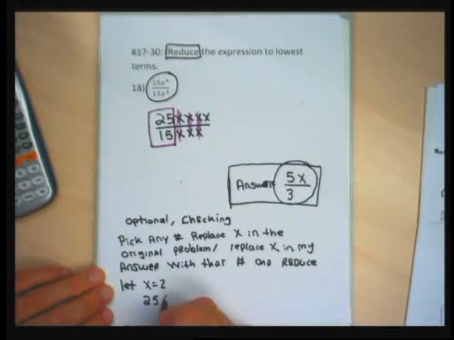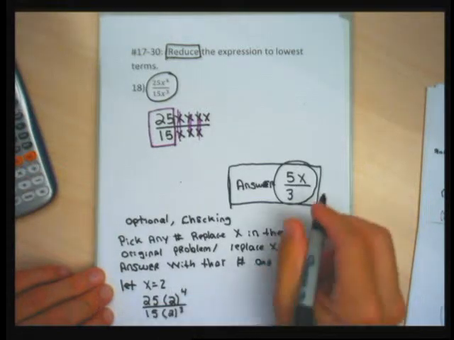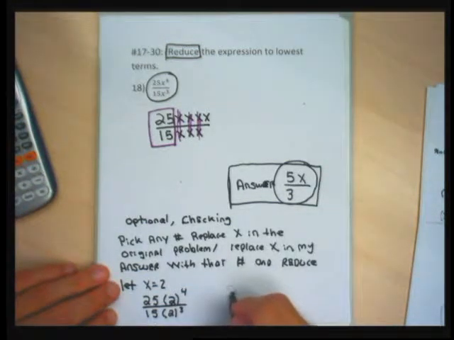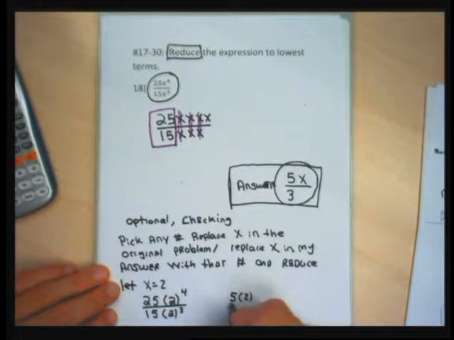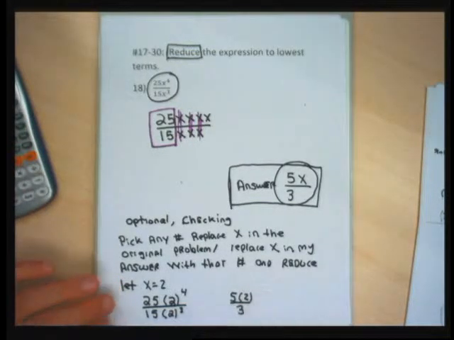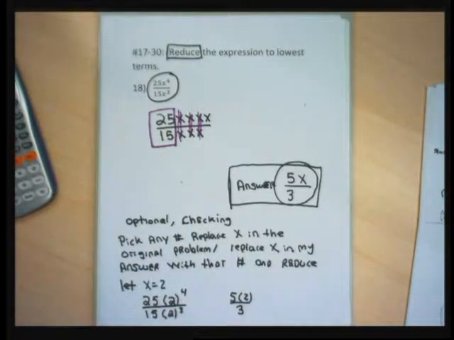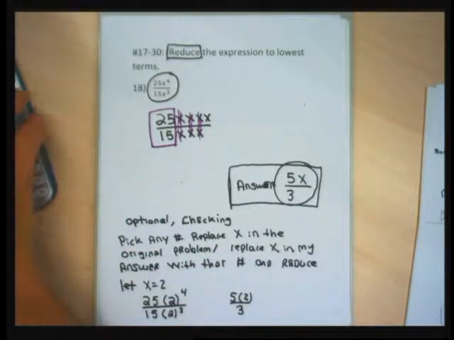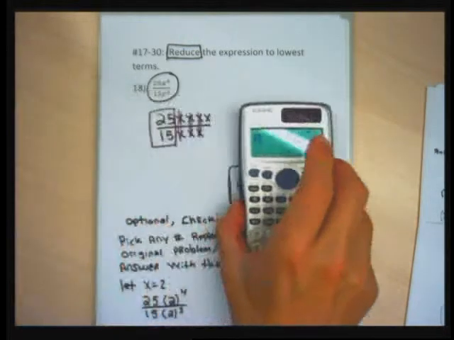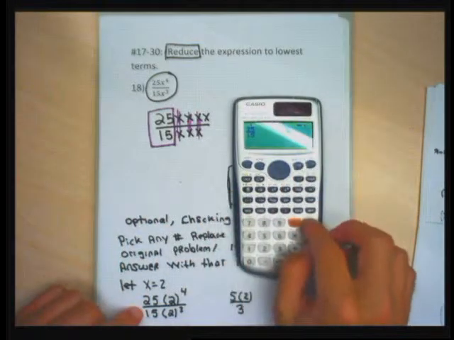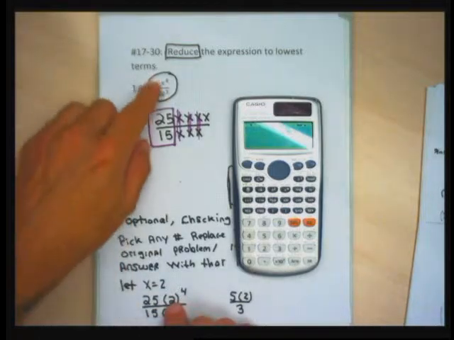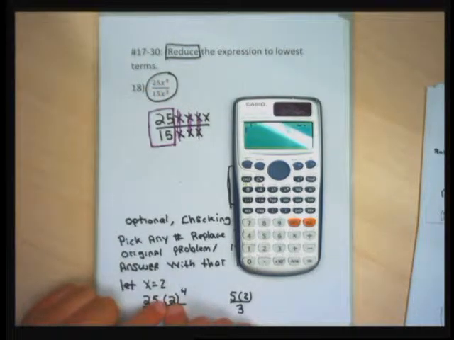And I'm going to put it in the original problem for the x's. And I'm going to put it in my answer for the x's. When I do this computation and this computation, if I get the same number, then I think my answer is correct. So I'm going to do this both on my calculators. This first computation, I changed the x to 4 because of the exponent in the multiplication. I put parentheses where the x was.